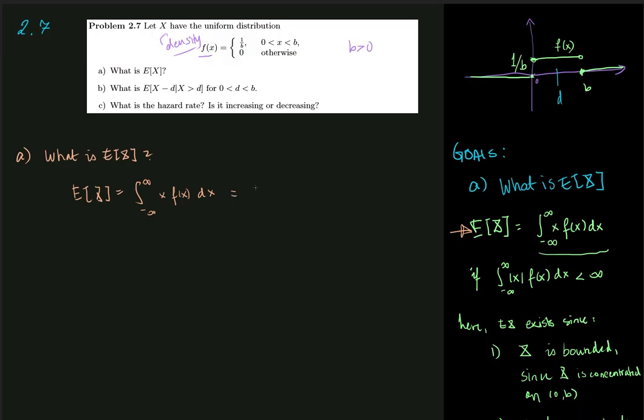Plugging in the density, since the density is only positive on 0 to b, we can replace our bounds with 0 to b, and then I have x times 1 over b dx. This gives me the antiderivative of x, which is a half x squared. You may check that with your own calculations. We evaluate it in b minus the expression evaluated in 0. And this gives me b squared divided by 2b, which is just equal to b halves.